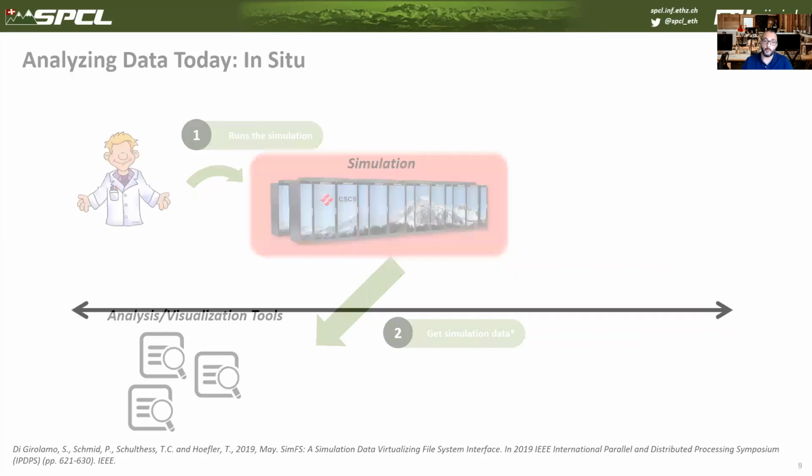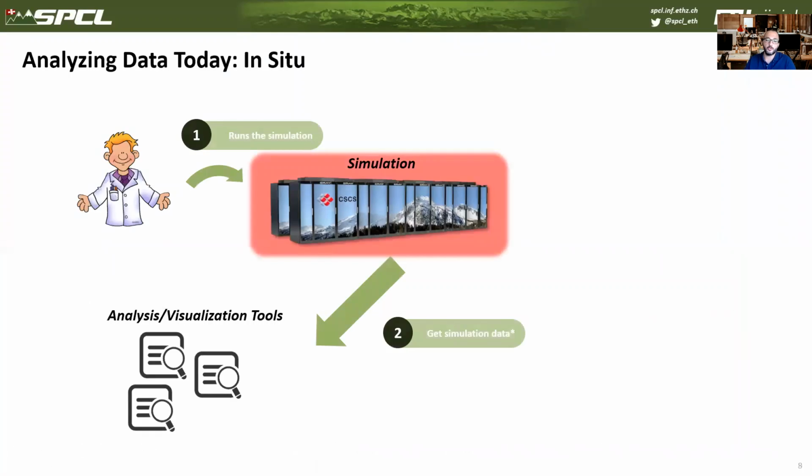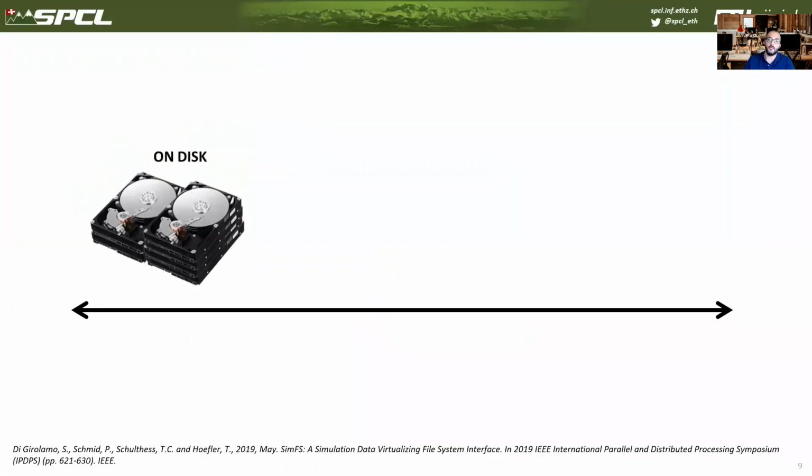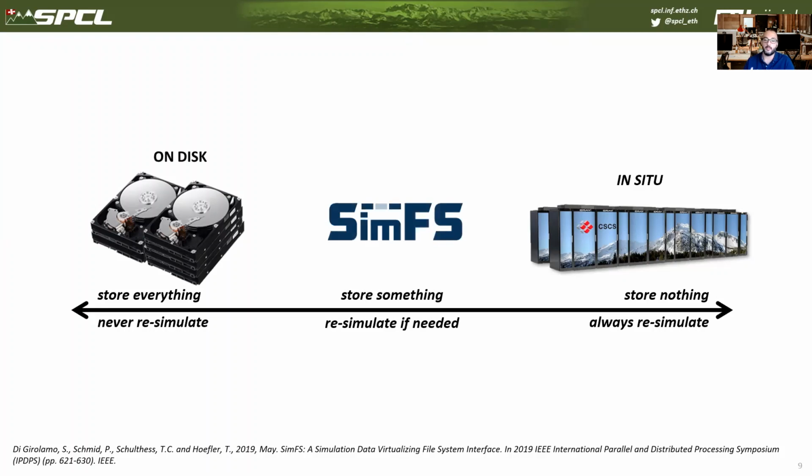So what we want to propose is something in the middle. If we put these two approaches on a spectrum, we have on-disk on one side, where we store everything and never resimulate. In situ is on the other side, where we store nothing and always resimulate if we want to reanalyze something. And what we want to enable is something in the middle, where we store something and resimulate if needed, right? And this can shift towards either of the two approaches according to the needs and the resources that you have available.